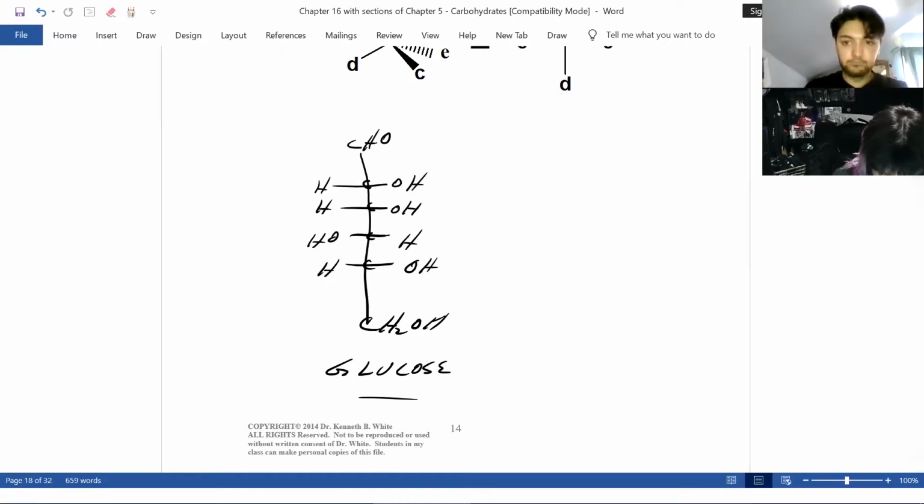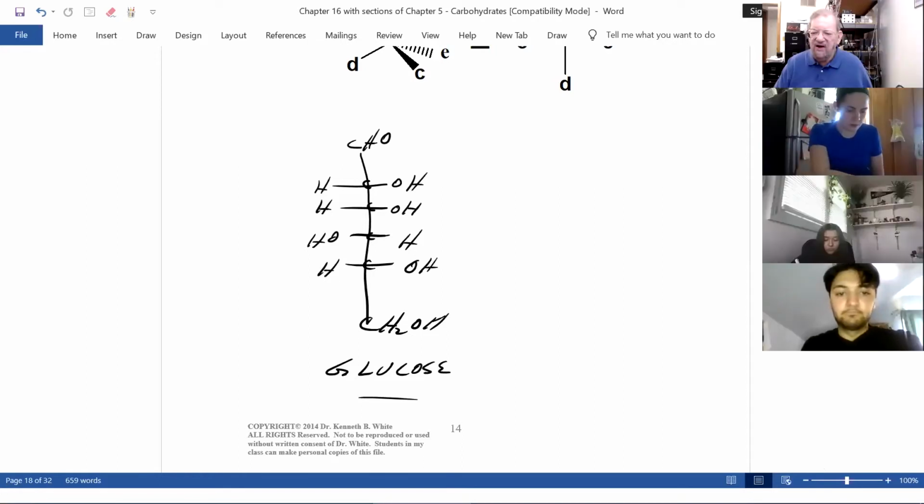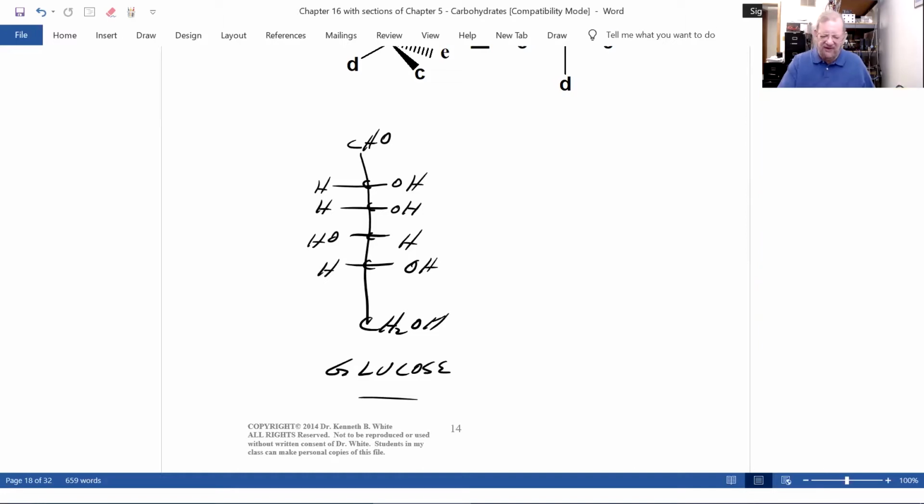Remember, a chiral carbon has 4 different groups, 4 different atoms, or a combination of each. If you're done, give me a thumbs up. I think everybody just gave me the thumbs up, so I better get to work.